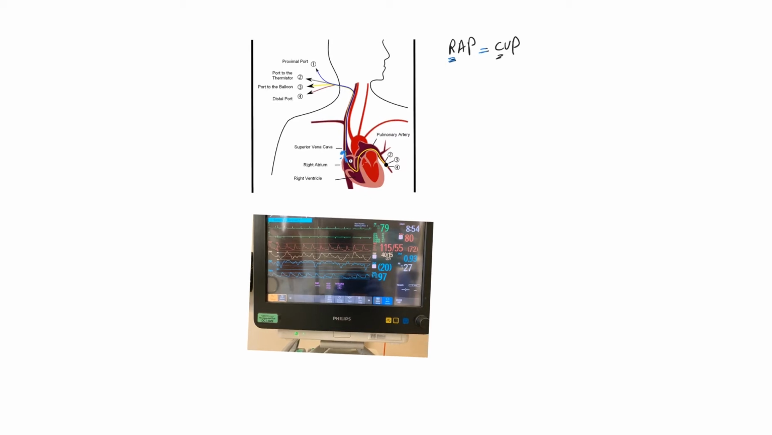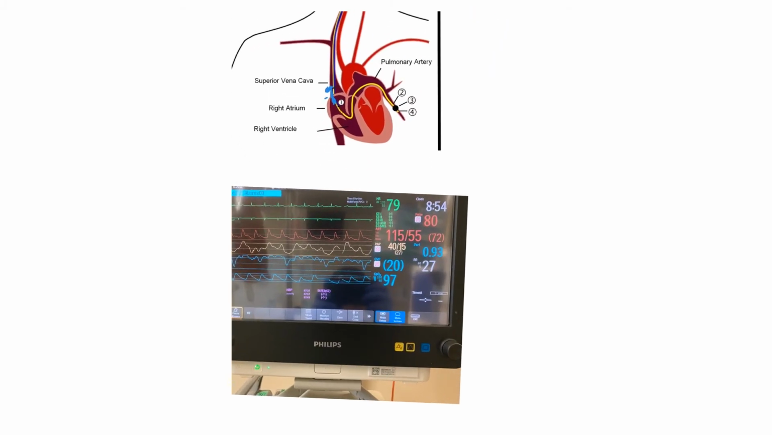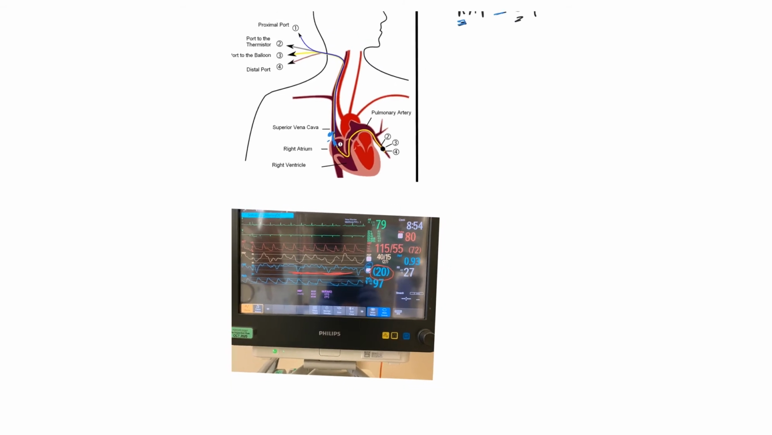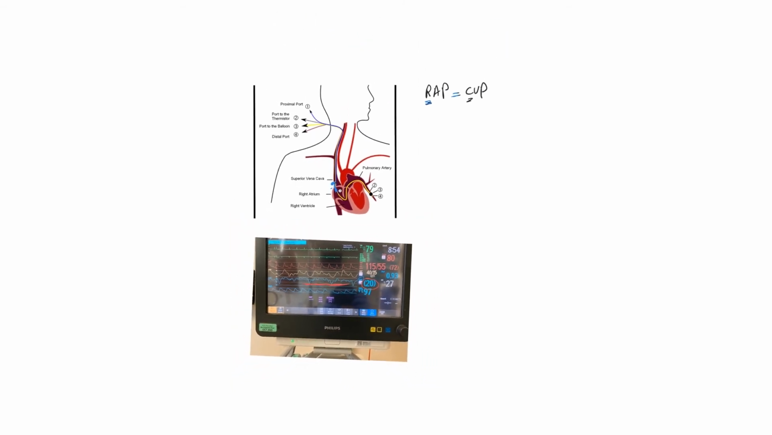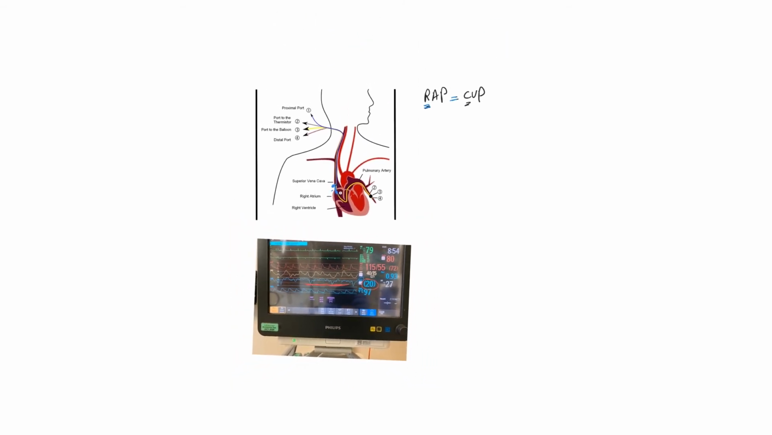I'm just going to zoom in for a second. You see this CVP and this blue waveform. This is the right atrium waveform, and this is the CVP, and this is the reading of the CVP. So it's continuously monitored. Let me zoom out. So this is how you identify it on the screen.